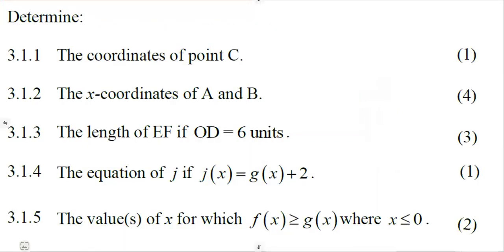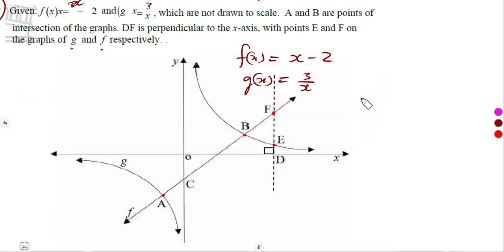With this information that we have, we are going to use it to answer our questions, which was 3.1.1, to determine the coordinates of the point C. Where is C? C is the y-intercept. As we can see, it lies on the y-axis. It is the y-intercept of f, our straight line.